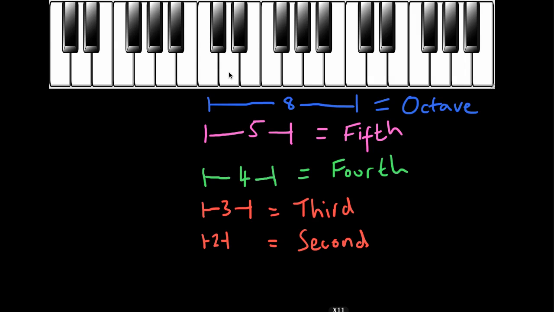And just to finish at the other end of the spectrum, up here, we want the distance between C and A. C, D, E, F, G, A. That's 6 letter names. And so we're dealing with an interval of a sixth.